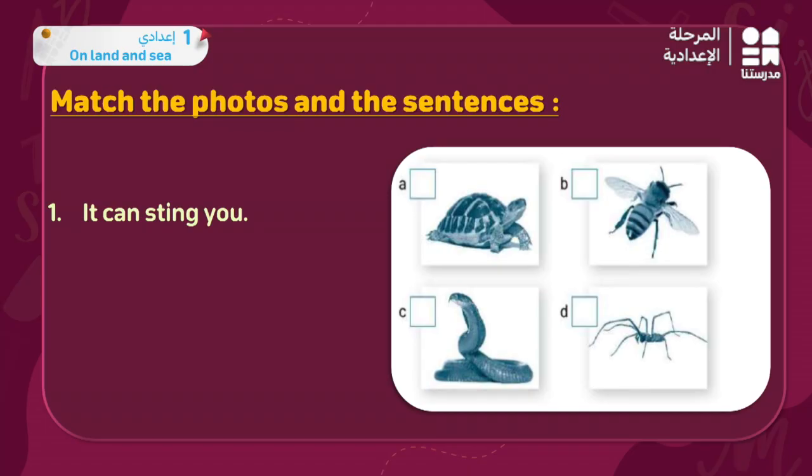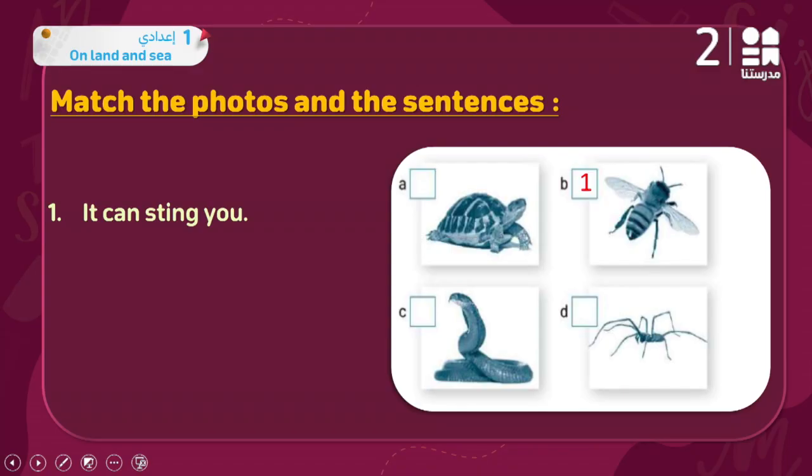طيب. Match the photos and the sentences. Here we have some photos in front of us. It can sting you. Which one of these animals can sting? Here we have the turtle, we have a bee, a snake, and a spider. It can sting you, but of course it is the bee. Letter D will be number 1.